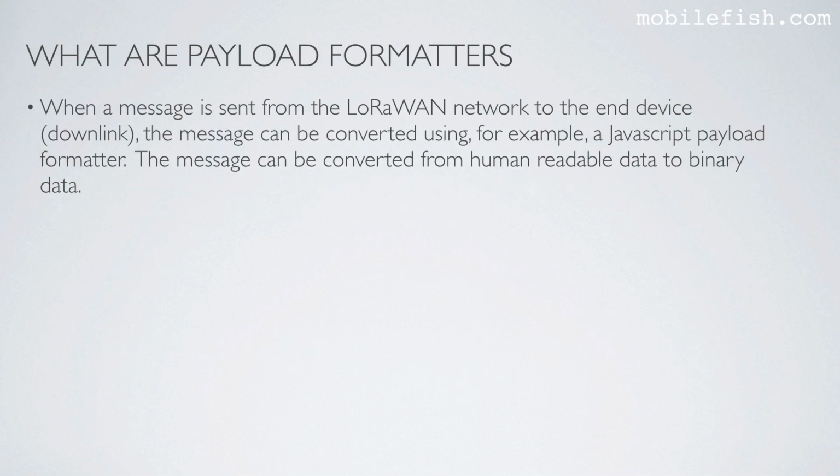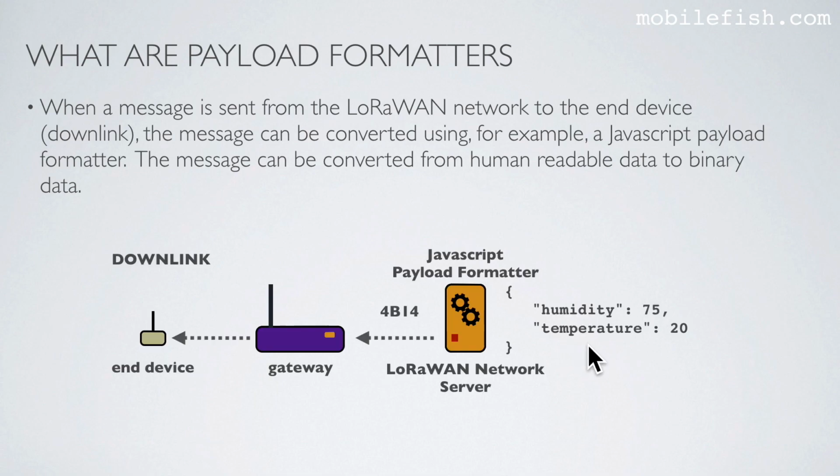When a message is sent from the LoRaWAN network to the end device, meaning downlink, the message can be converted using, for example, a JavaScript payload formatter. The message can be converted from human-readable data to binary data, which is then sent to the gateway, and the gateway broadcasts this data, which is received by this end device.